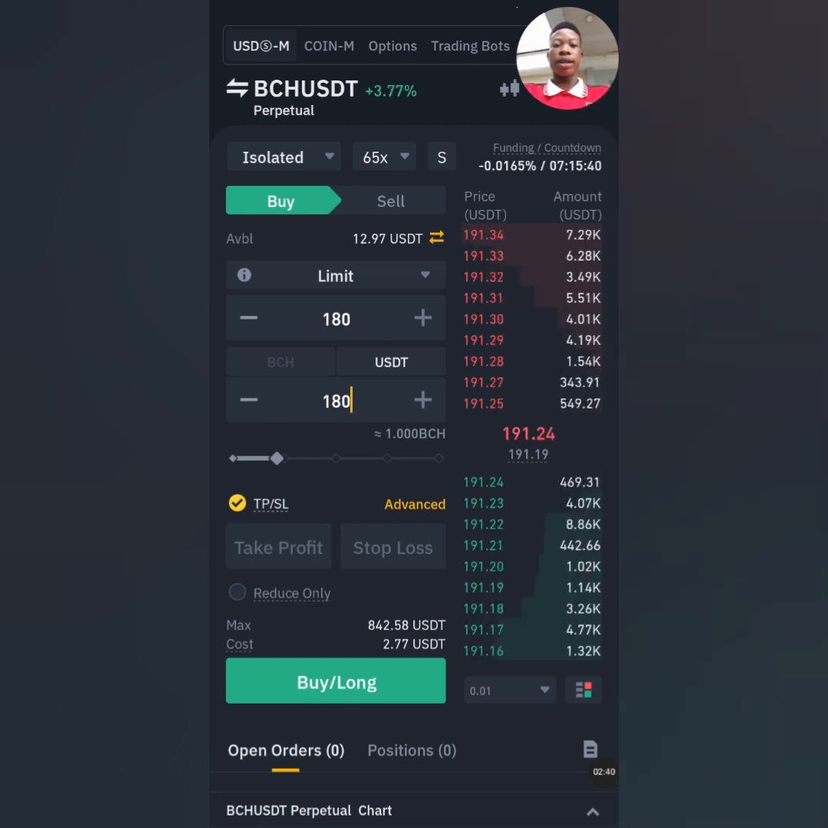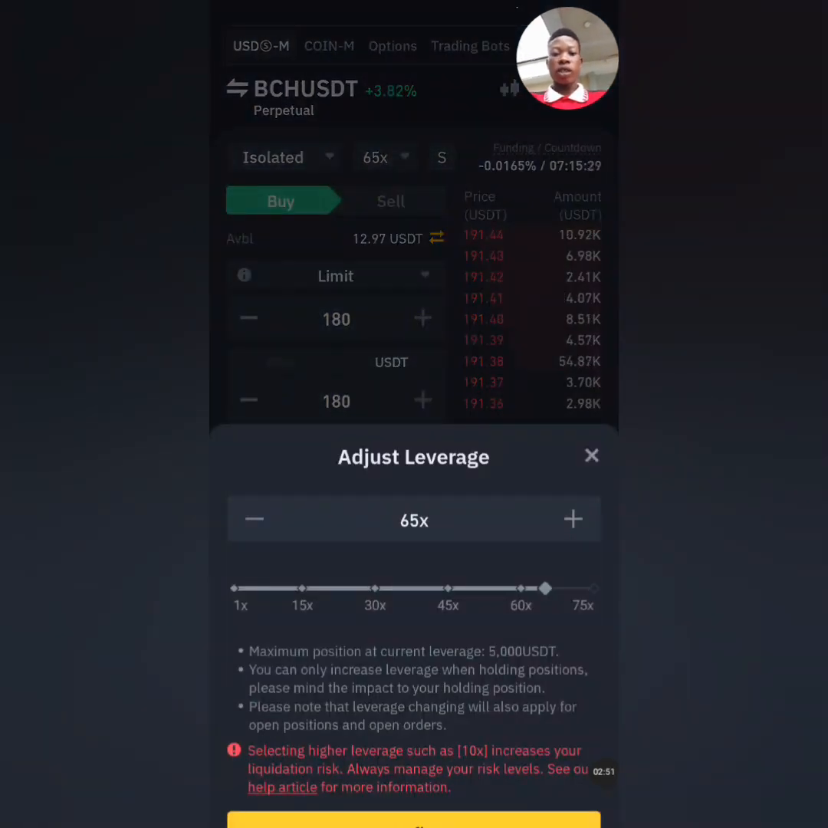I'm going to explain the margins, but it's not going to be in a single video, because it's going to be too long. So I'm going to explain the margins as well. Let's take a look at the leverage first. So this is actually the leverage where you can adjust your leverage.